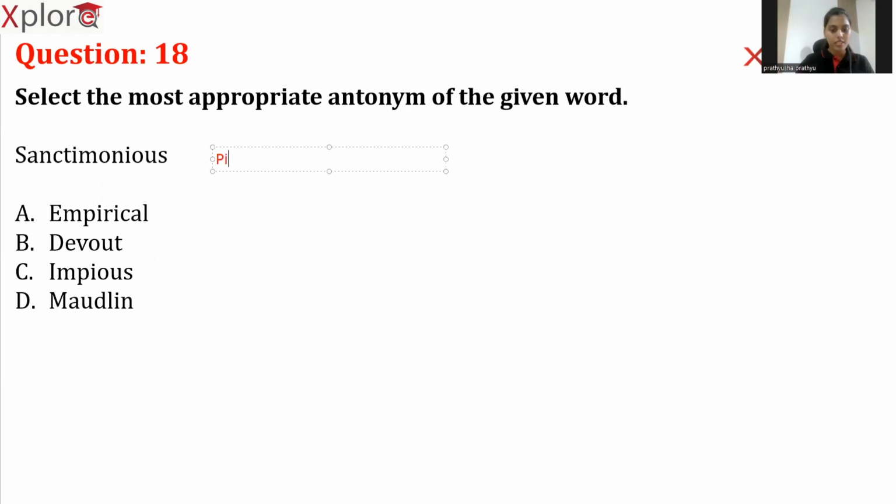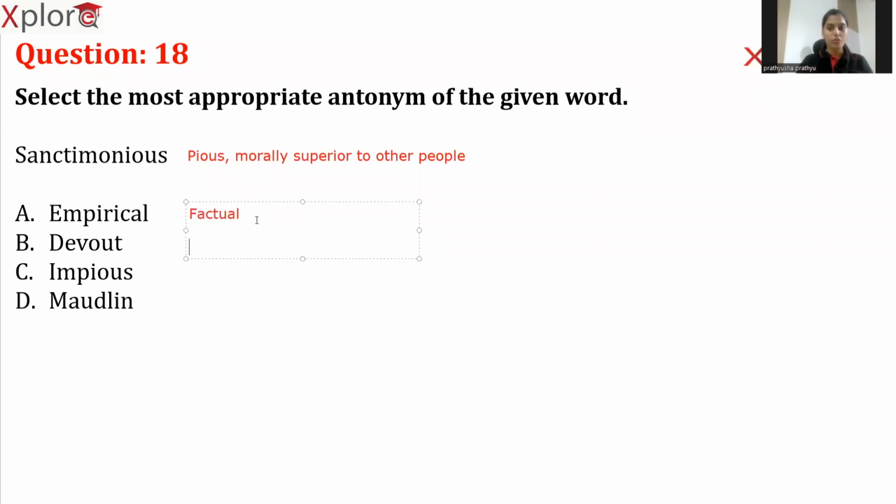Or in other terms, it is also referred to as pious. Let me write the other meaning also. So this is the meaning of sanctimonious: pious, or having a feeling that you are morally superior to other people. Now what is the meaning of empirical? Empirical means something which is factual, or something which you have observed or seen. So let's write factual here.